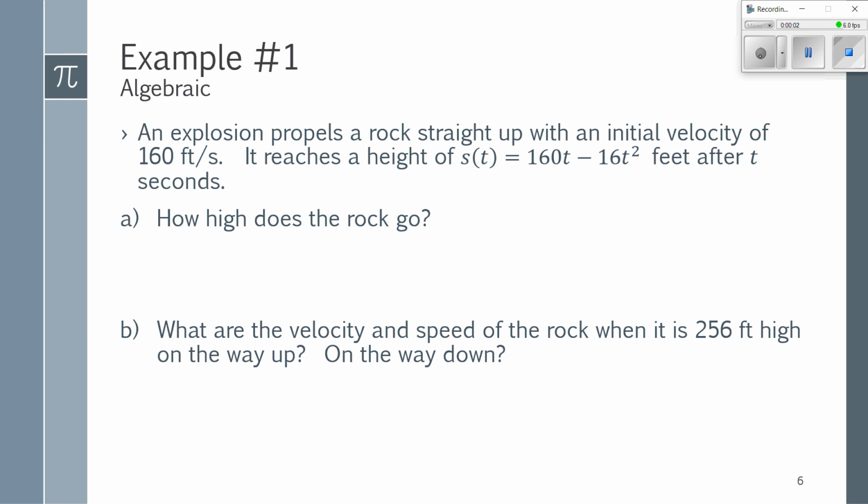So some examples I want to go through. There are a total of 3 examples. I want to go through an algebraic example, a tabular example, and a graphical example of dealing with some motion problems.